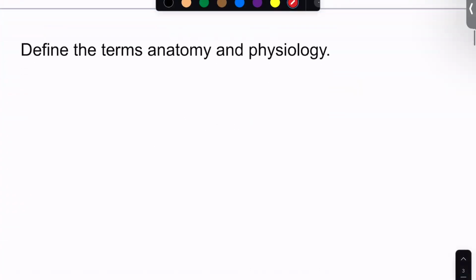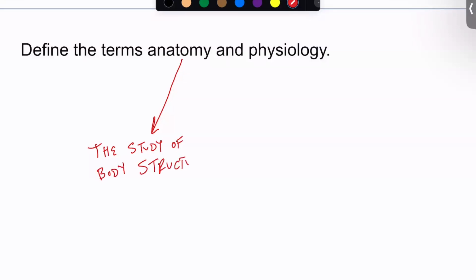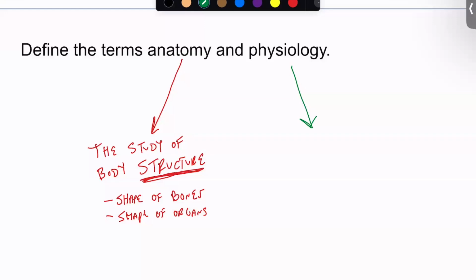Define the terms anatomy and physiology. All right, so anatomy is the study of body structure specifically. So this would be like if you're looking at the shape of bones, maybe the shape of organs, things like that. Whereas physiology is the study of body function specifically.